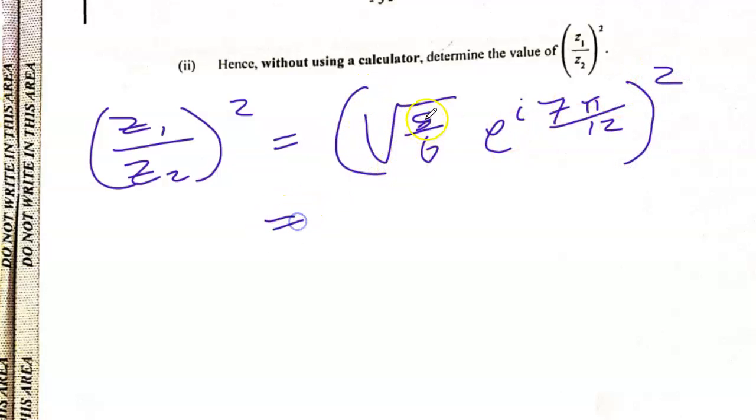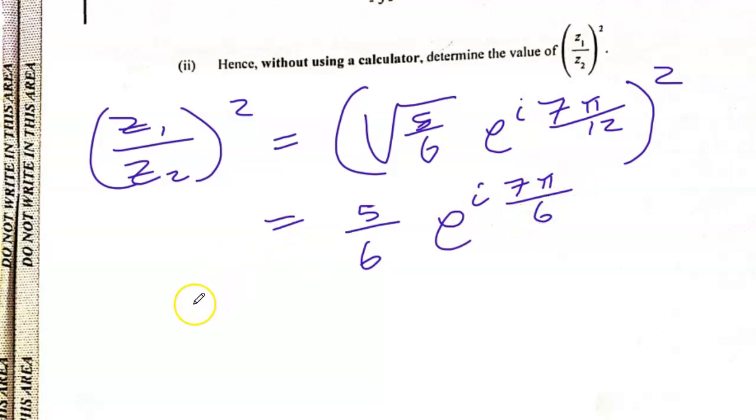So we square the root 5 over 6, and this becomes 5 over 6. Root 5 over 6 times itself is 5 over 6. And we know the law of indices, we can simply multiply the powers. So this will be 2 times 7 pi over 12. 2 into 12 is 6, so it is 7 pi over 6.